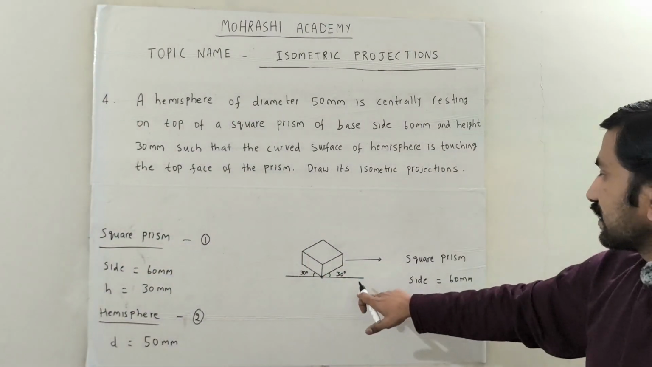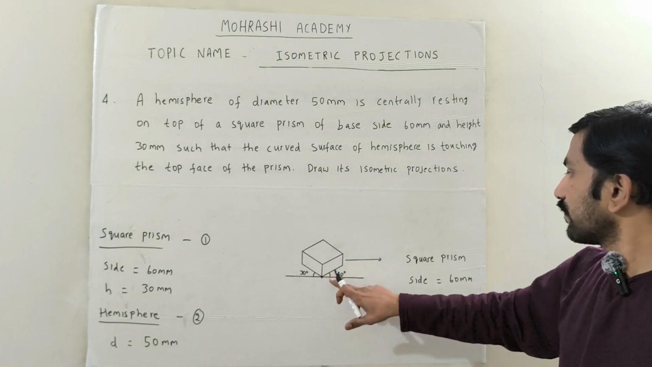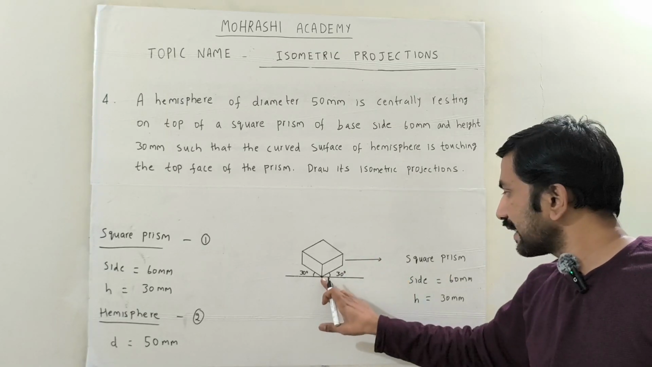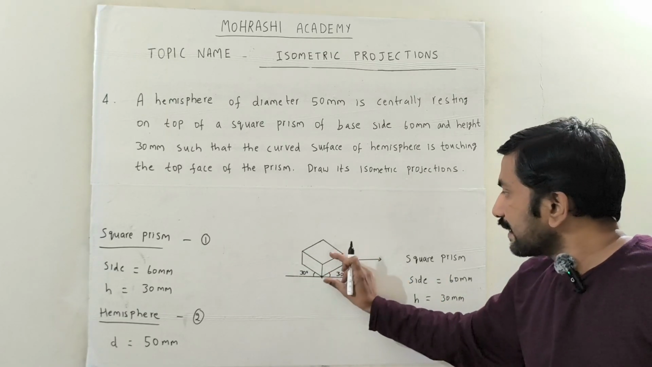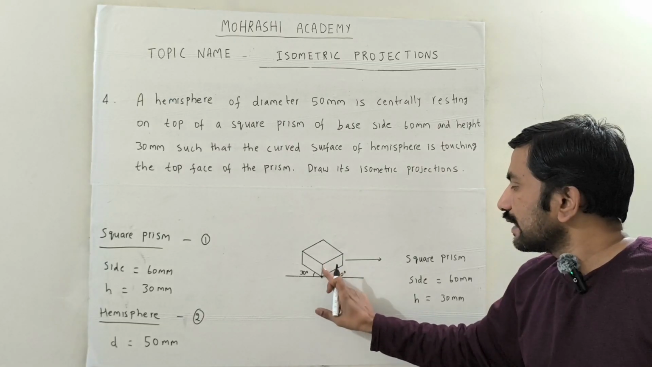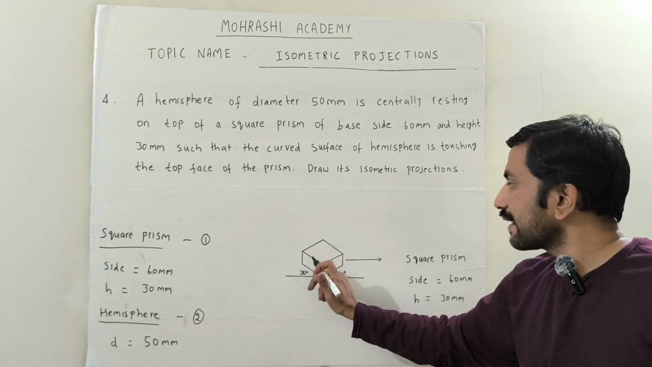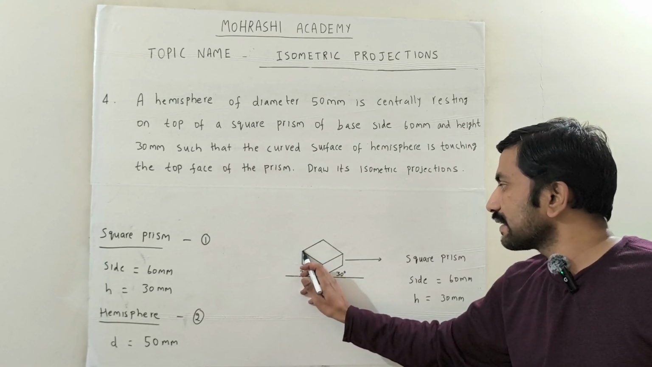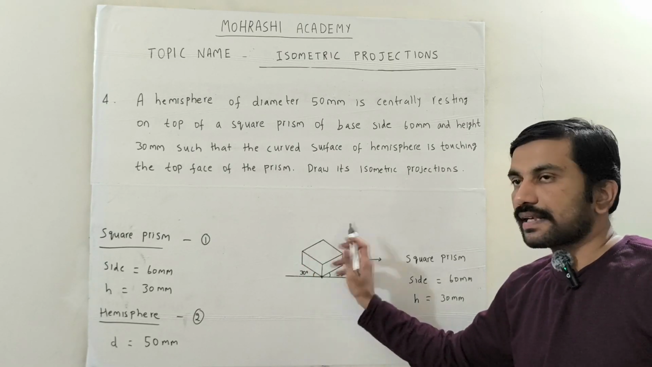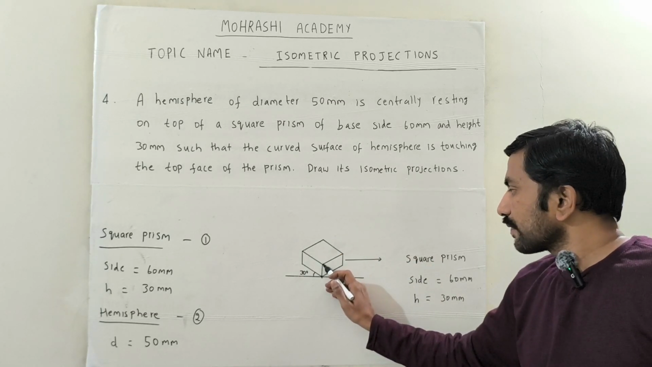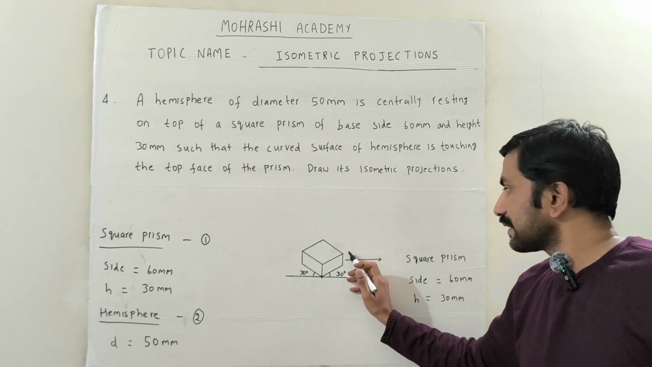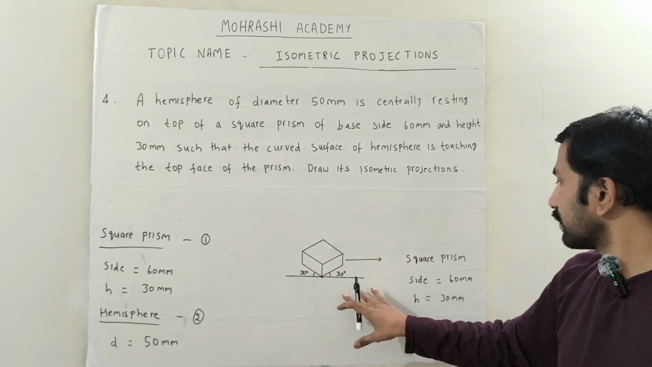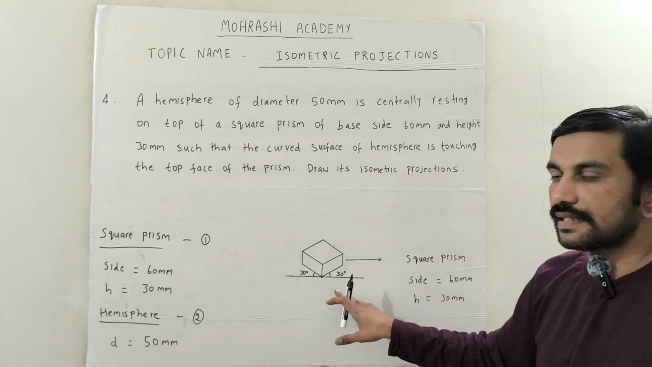See above, this one I constructed the square prism first of 60 mm side, that means 30 degree 60 mm right side, 30 degree 60 mm left side, and 90 degree 30 mm upside from this corner. Again 90 degree 30 mm from this corner. Again keep the protractor here. Again 30 degree 60 mm right side. Again from here 30 degree 60 mm right side. Again close this one. I constructed the square prism of 60 mm and height 30 mm.